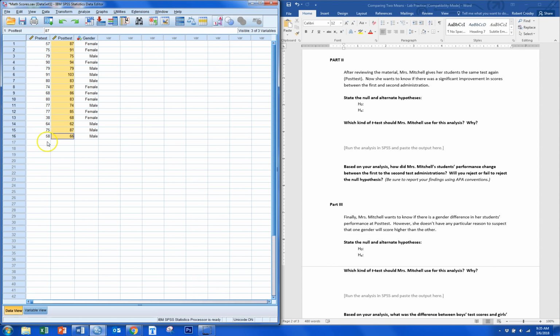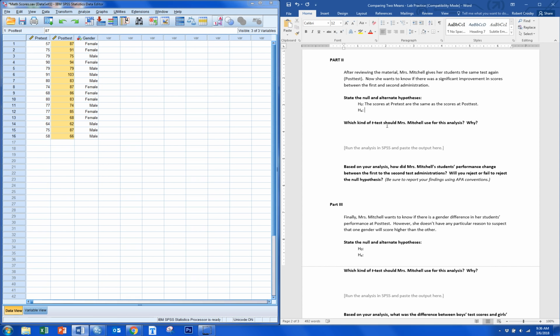So first we analyze the pre-test scores. Now they've studied and they've taken the test again. These are the post-test scores. She wants to know if there is a significant improvement in scores between the first and second administration. What are our null and alternate hypotheses? So our null hypothesis is typically that there is no difference or no effect. So the null hypothesis is that the scores at pretest are the same as the scores at post-test. They're the same, there's no difference.